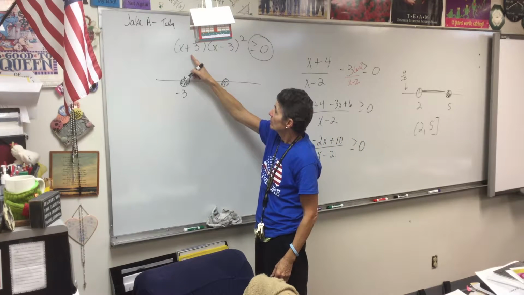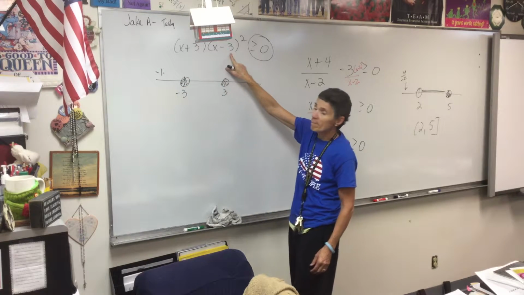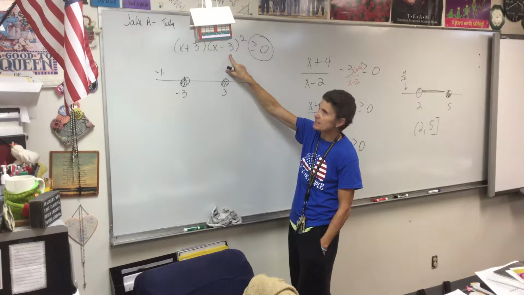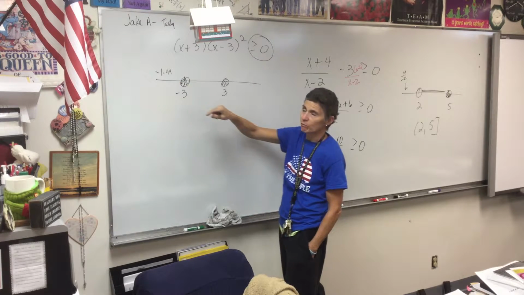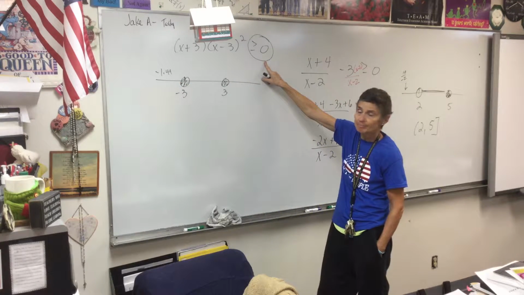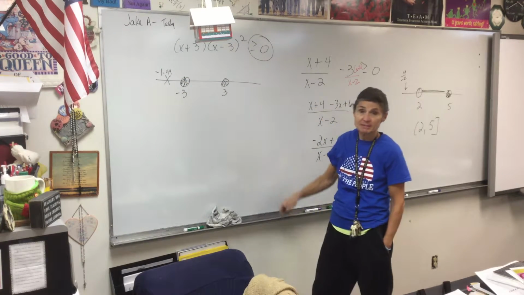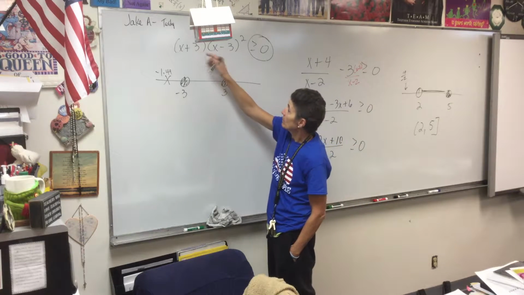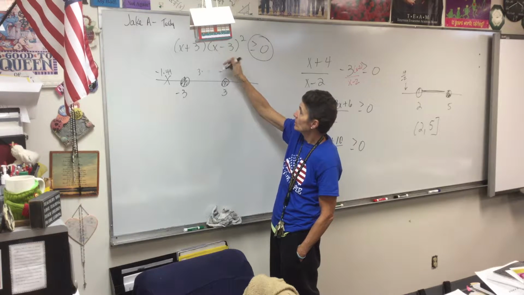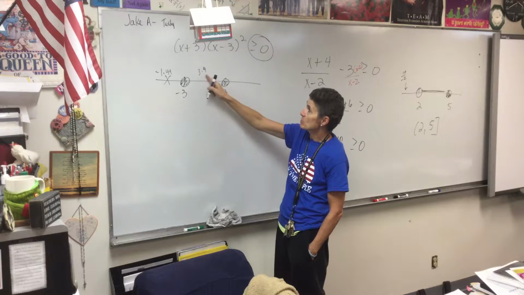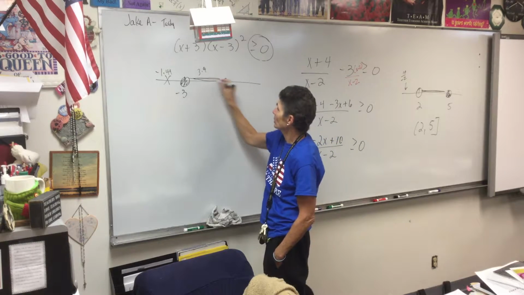-4 would give me -4 plus 3, that's -1. -4 minus 3 is -7 squared is 49. -1 times 49, is that positive? Nope. All right, now I'm going to try a number in here. How about 0? 0 gives me 3 times -3 squared, which is 9. That gives me 27. Is 27 bigger than 0? Yep, so that one works.